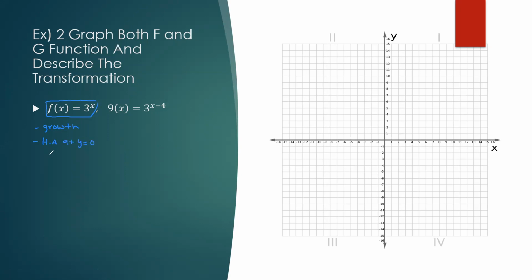And what else? Yeah, so let's just pick 3 random points. I'm going to plug in 0. I always plug in 0. So 3^0 is 1. So your first coordinate would be (0, 1). And then let's just do positive 1. When you plug in positive 1, you get 3.